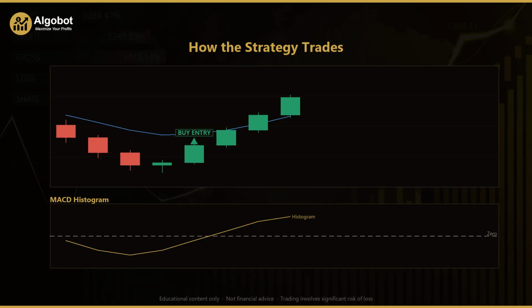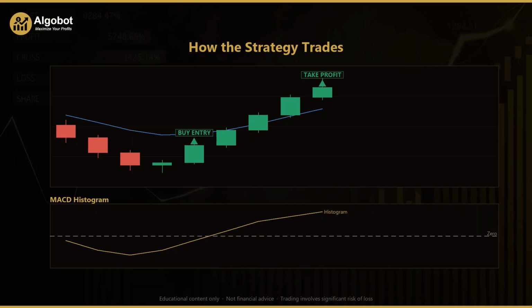The moment the long is opened, protective levels are placed automatically. The stop loss sits 2 times the current ATR below the entry, and the take profit is set at a reward to risk multiple of 2, meaning the target sits twice as far from entry as the stop.